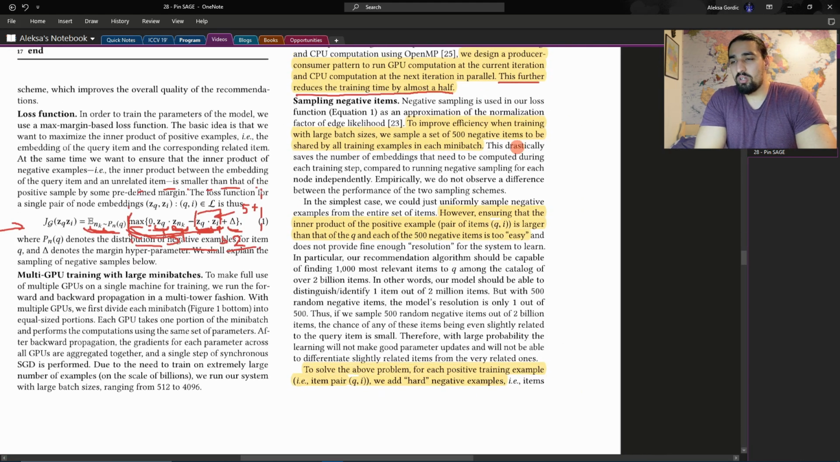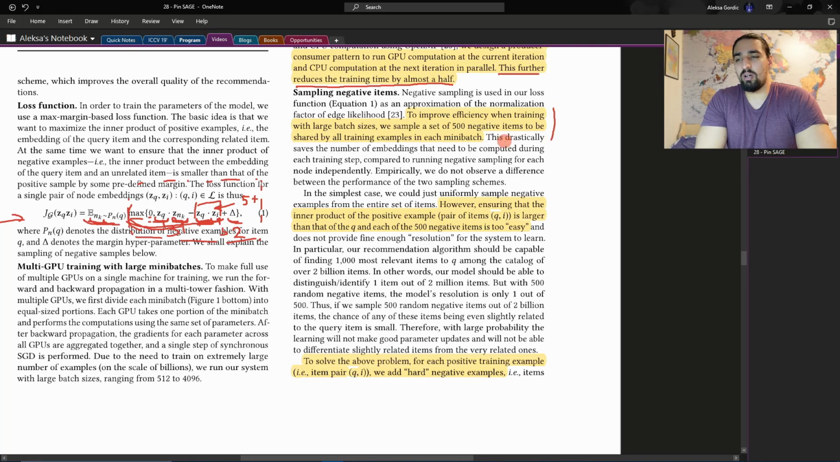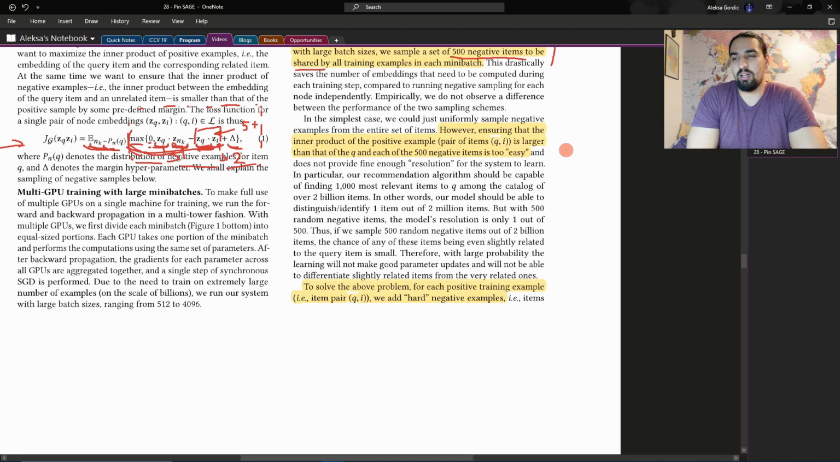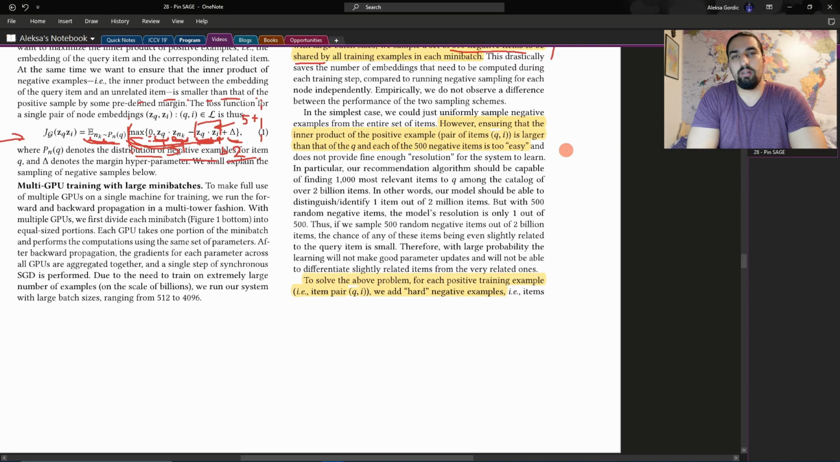Okay, and one more engineering detail is that to improve efficiency when training with large batch sizes, we sample a set of 500 negative items to be shared by all training examples in each mini batch. So they won't be figuring out the negative examples for every single node. They'll just pre-compute 500 negative items, and they'll be sharing those for different query and related pins. Enough about engineering details. Let's see one more important part.